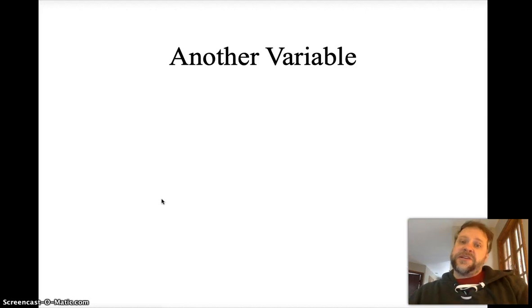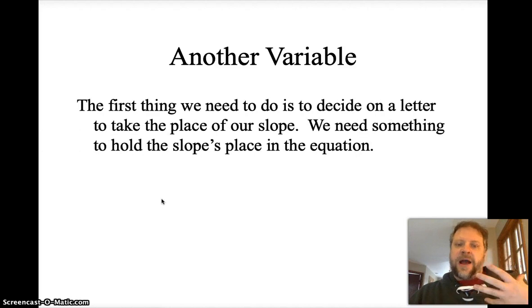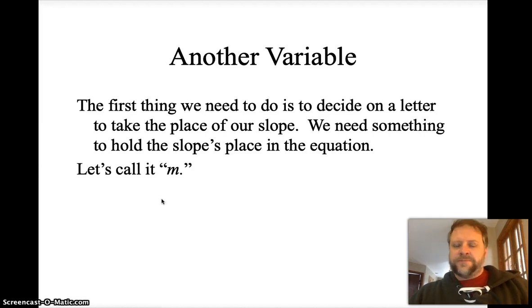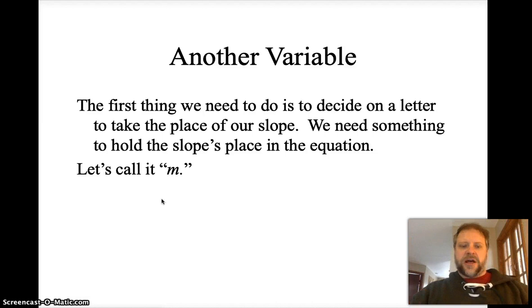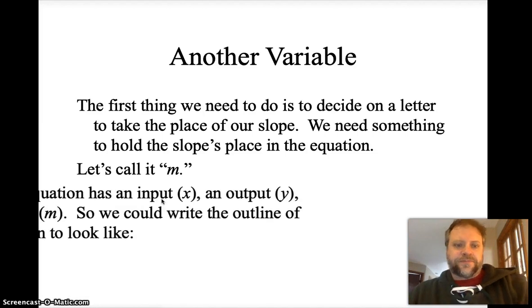All right, so to do this, we're going to need another variable. We already have y, we already have x. I'm going to need another one. I'm going to need a variable for the slope, because the slope could be a lot of different numbers. It could be 10, it could be 1, it could be -3. There's a lot of options in there, so I'm going to need something to hold the place of it. So I'm going to call it m. M for slope. You think they call it s for slope? They don't. They call it m. I don't make the rules. I just teach them to you.